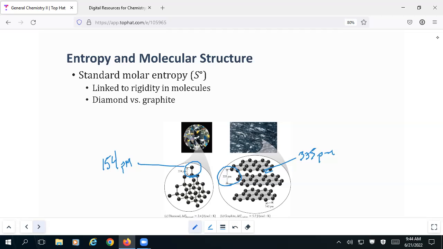Even though both are solid, the graphite has slightly more entropy, which is also why graphite tends to be the more favored configuration at room temperature compared to the diamond.